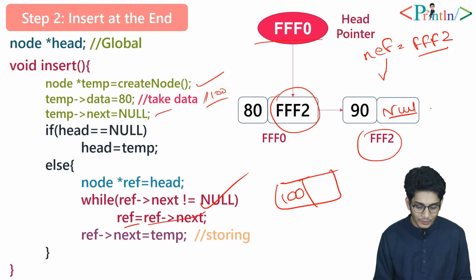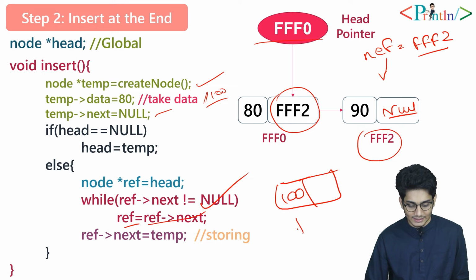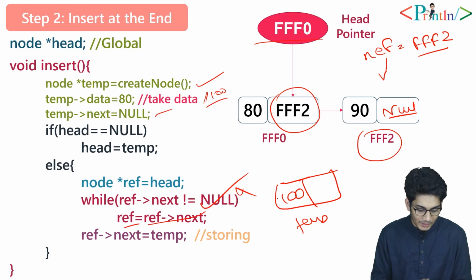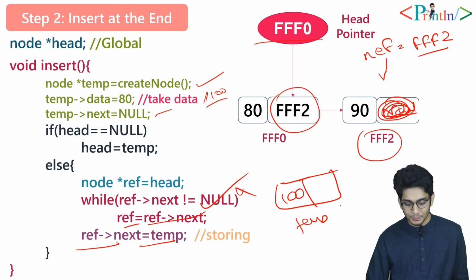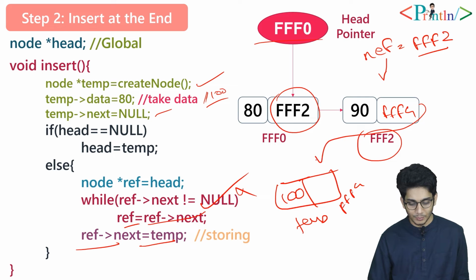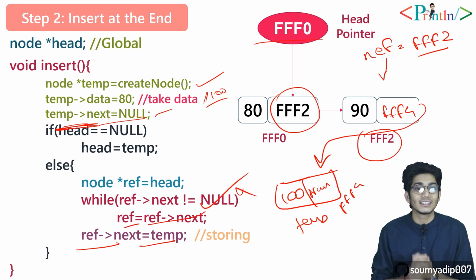Now what will we do? We will just assign this temp over here. Whenever we encounter a null, this loop will be terminated. So is it clear? Now we'll put ref next equal to temp. What is the value of ref next? That is null. Here we'll put, let's say, FFF4. Then this node will point to this node, and by default we have null over here because we have initialized temp next equal to null. So I think this portion is clear, how you can add n number of nodes within a linked list.